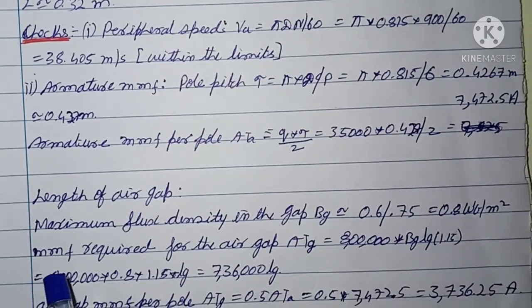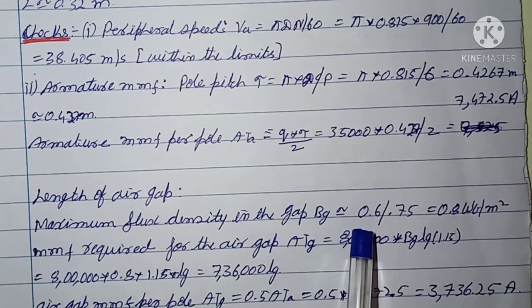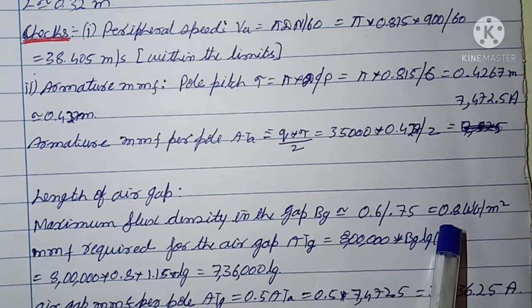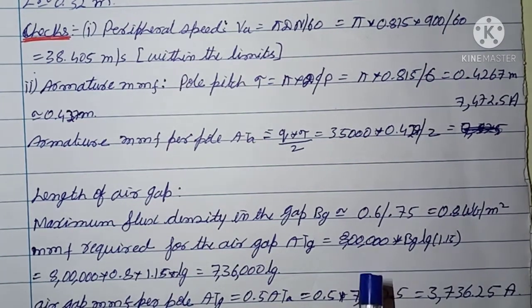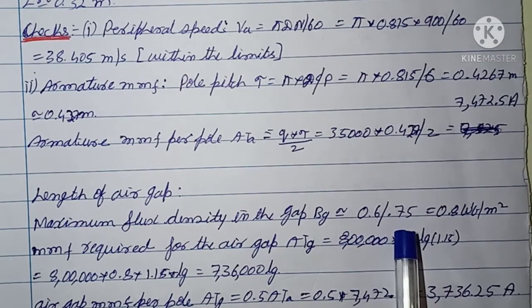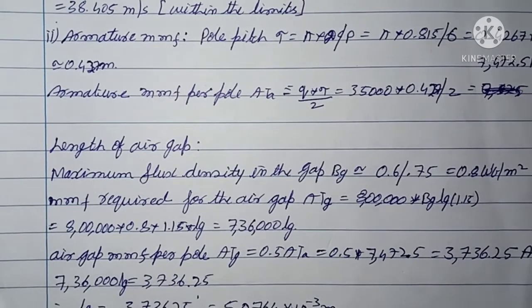Next, the length of the air gap has to be found out. The maximum flux density in the gap BG is 0.6 divided by 0.75, which are the given data, so we get it to be 0.8 Weber per meter square.